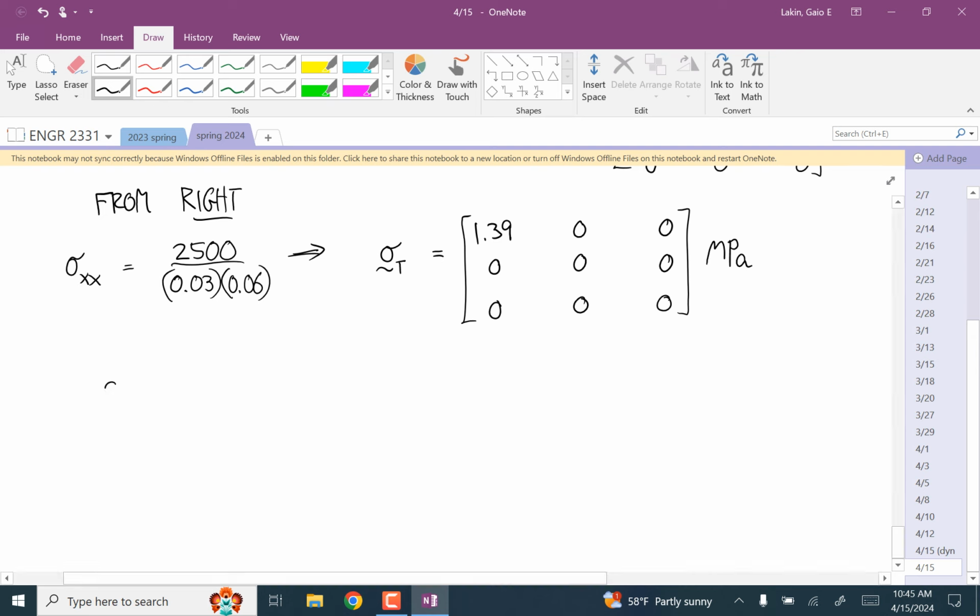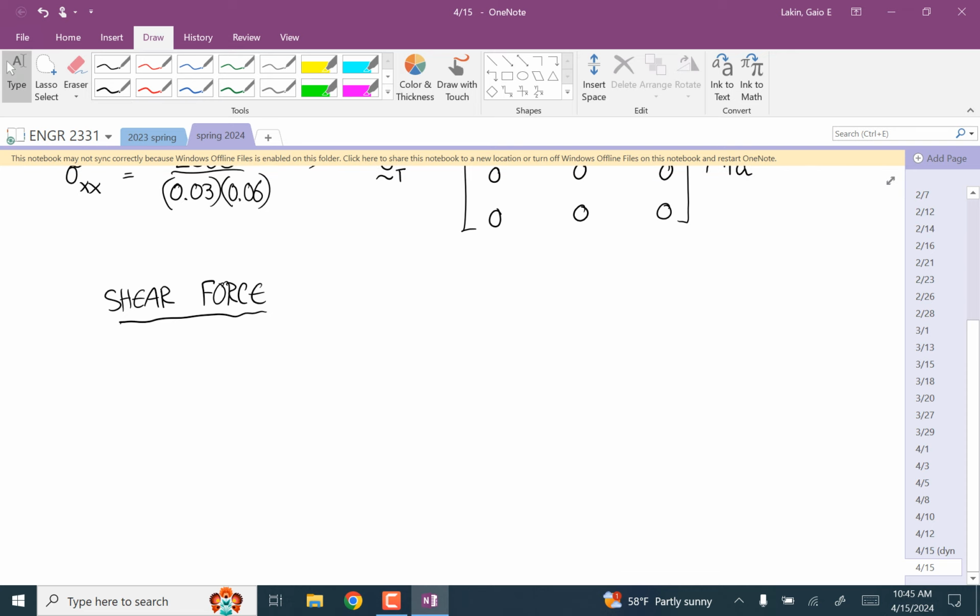Now shear force. Can anyone notice anything about the shear force that would help the laziest among us here? It is the same for both sides, and even better than that. For the shear force, we have that shear xy is equal to negative VQ over IB.